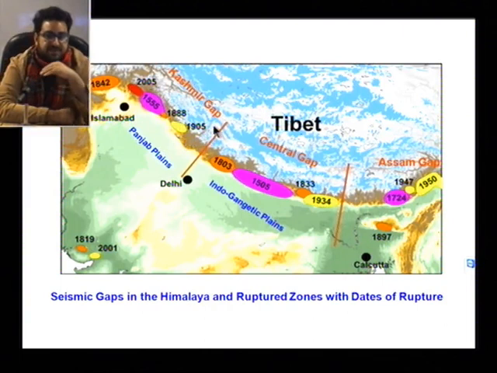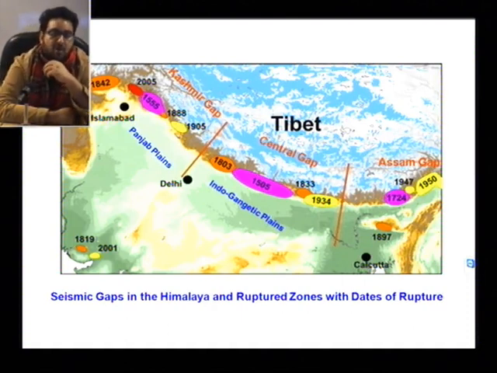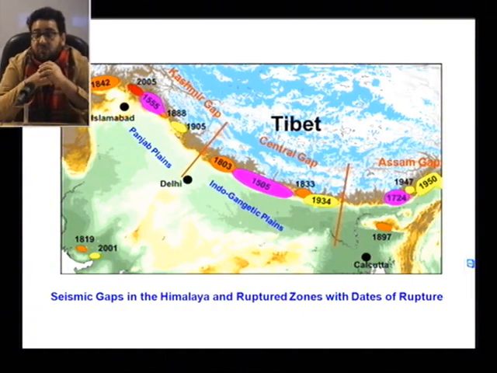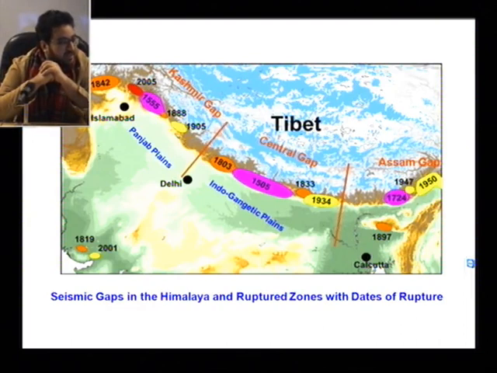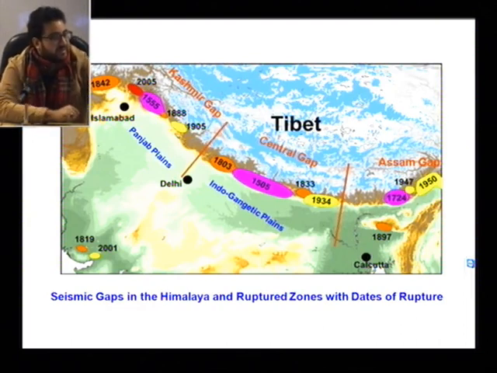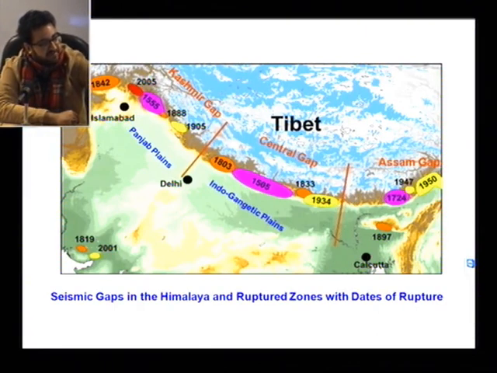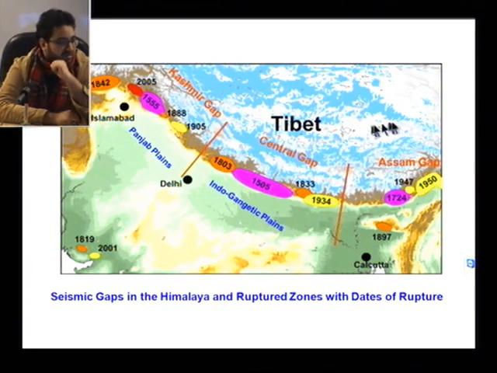Similarly, scientists have divided the whole Himalayan range into seismic gaps based upon the rupture which they have produced. The longer the duration, the more vulnerable it is, the more expectancy for an earthquake to happen there. So if you see the central gap, it has again 1803, 1505, 1833, 1934, and similarly in the Assam gap, we have earthquakes ranging from the 1700s up to 1950, and not more recent than that.